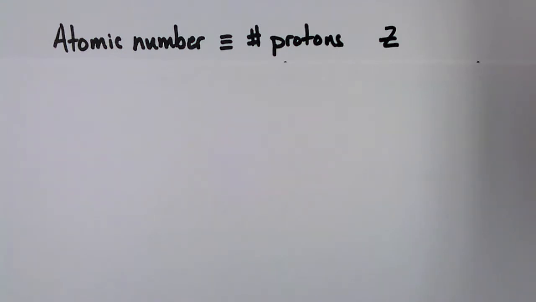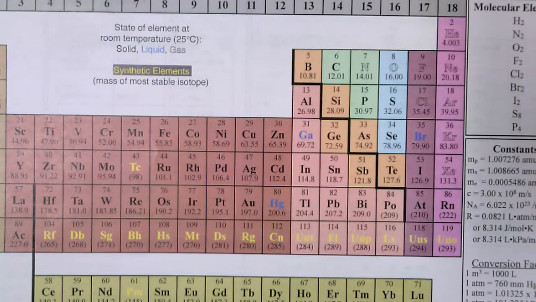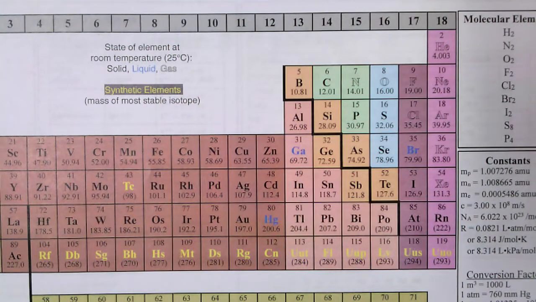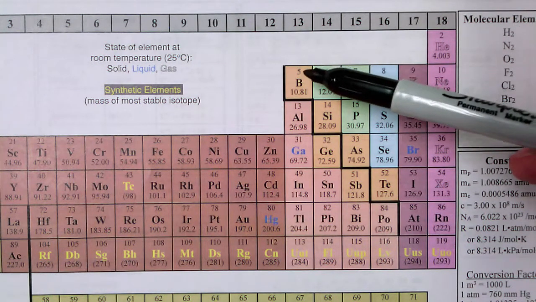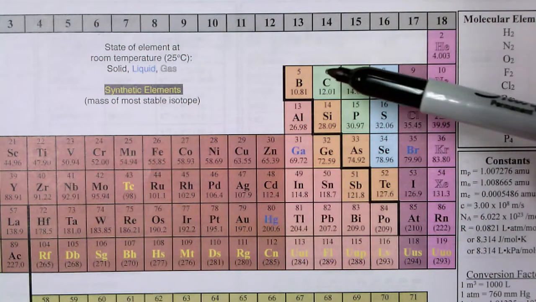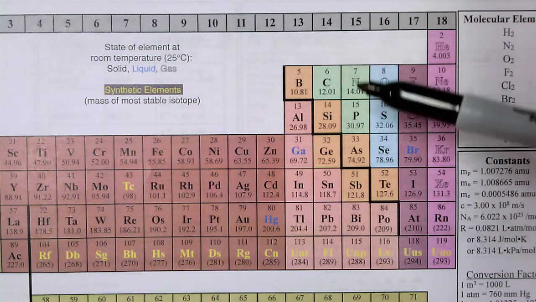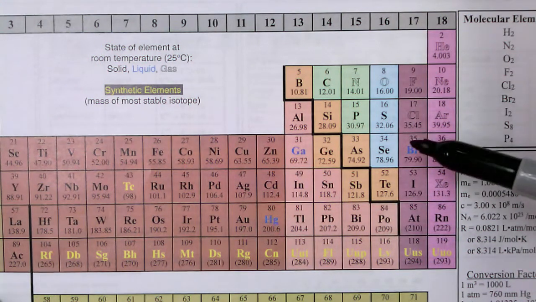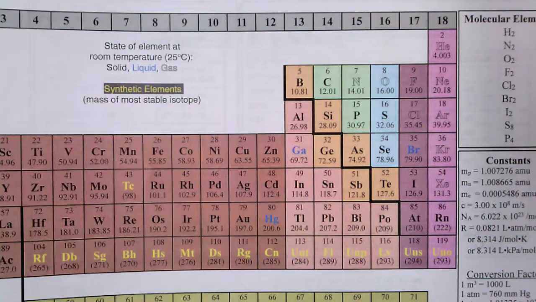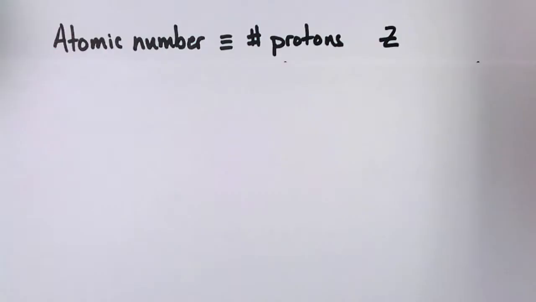We can find the atomic number on the periodic table, and it's typically located at the top of each entry. And so here we see it. Boron has an atomic number of 5, carbon 6, nitrogen 7, and so on. Bismuth 83. Your periodic table will be an essential tool in your success in chemistry.